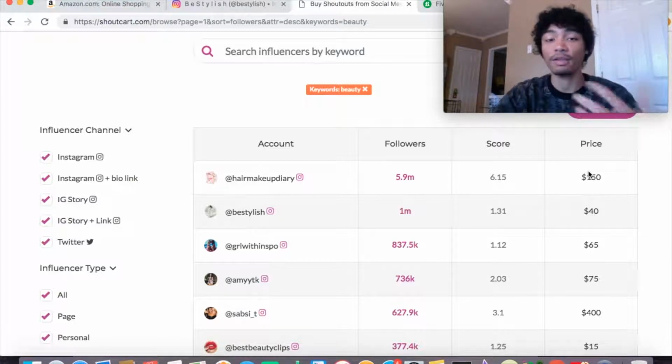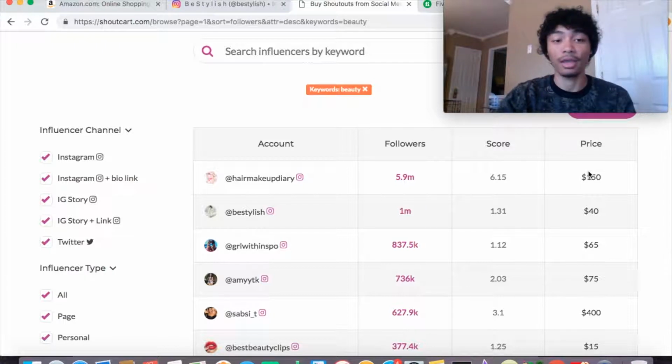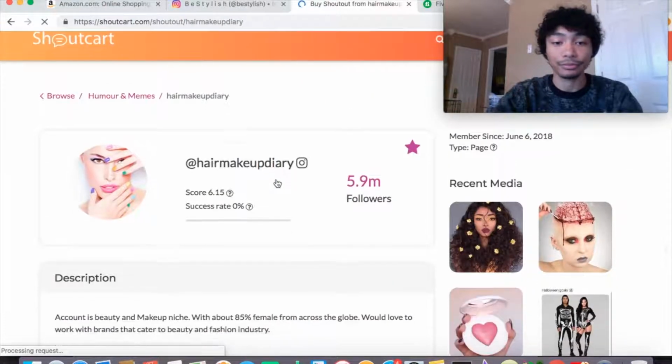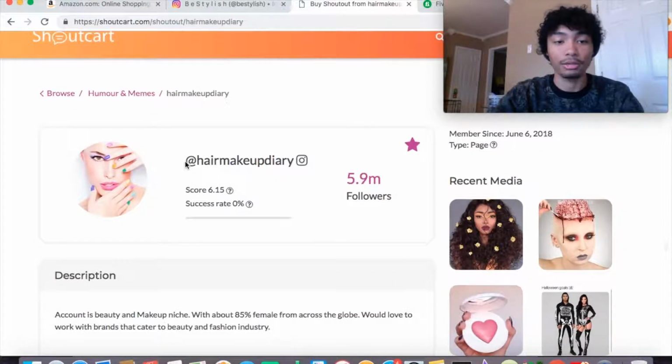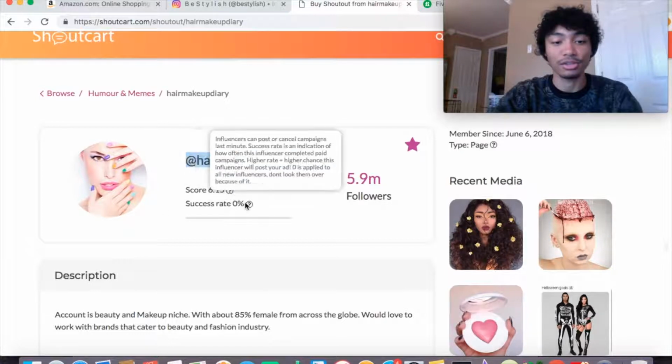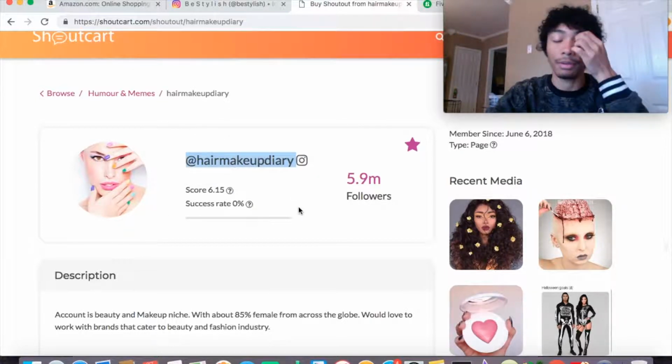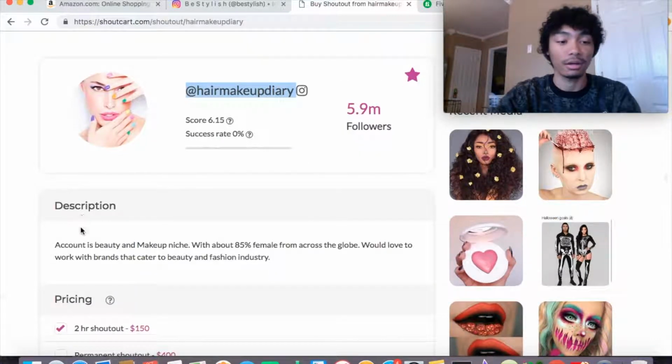If you think about it, if you have that many followers and you do a typical launch, and your product costs around $20 or so, at least 10 people are going to buy your product. I'm sure of that, especially if it has good engagement. So what you want to do is click on their account, take this account, and go over to Instagram. Another thing to watch out for is the score and the success rate. Apparently nobody has bought a shout out from this account before, so that's one thing to keep a lookout for.